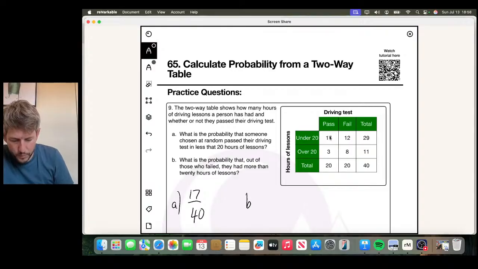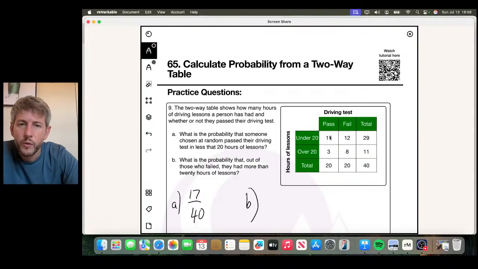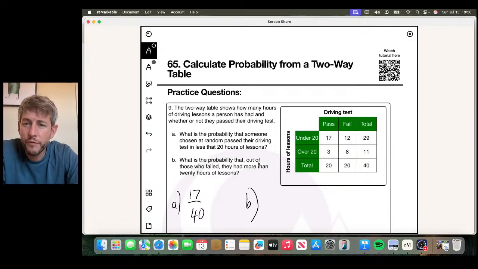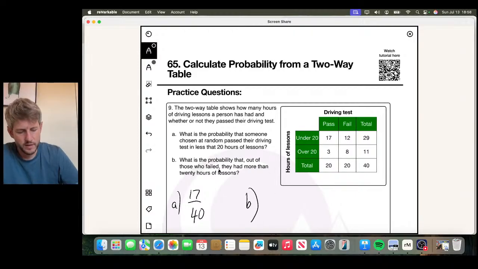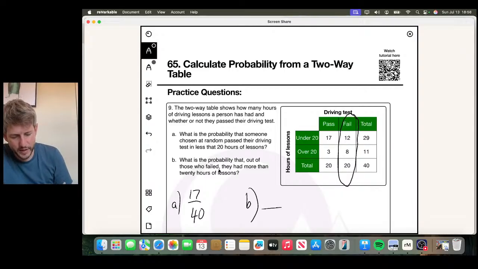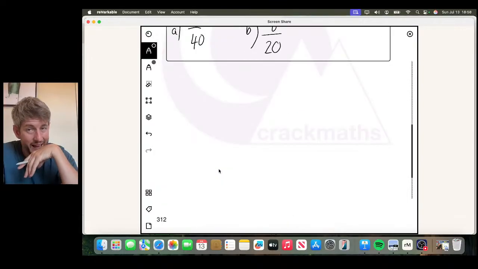And then here we've got B. We're looking at what is the probability that out of those who failed, they had more than 20 hours of driving lessons. So here we go, the people that failed were here, and so that's out of 20. And then how many of those people had more than 20 hours of driving lessons? Well, that's these 8. So 8 out of 20 for that one. Okay. And that's that, yeah.